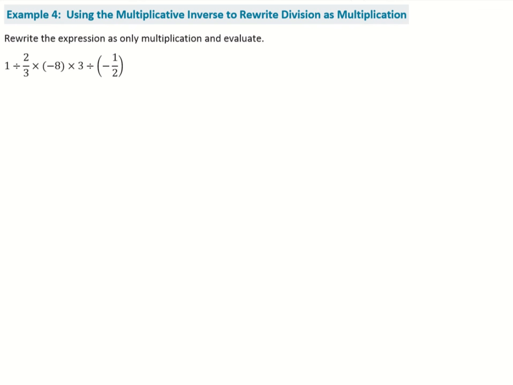The last thing that we'll be working on in this video is going to be example 4. Using our multiplicative inverse to rewrite division as multiplication. Hopefully, we remember a little bit about our multiplicative inverse. I believe we went over this either in the last unit or the unit before that. That being said, obviously, it's been a little bit of time since we went over what our multiplicative inverse is. So, what it has here is, hey, rewrite our expression as only multiplication and then evaluate.